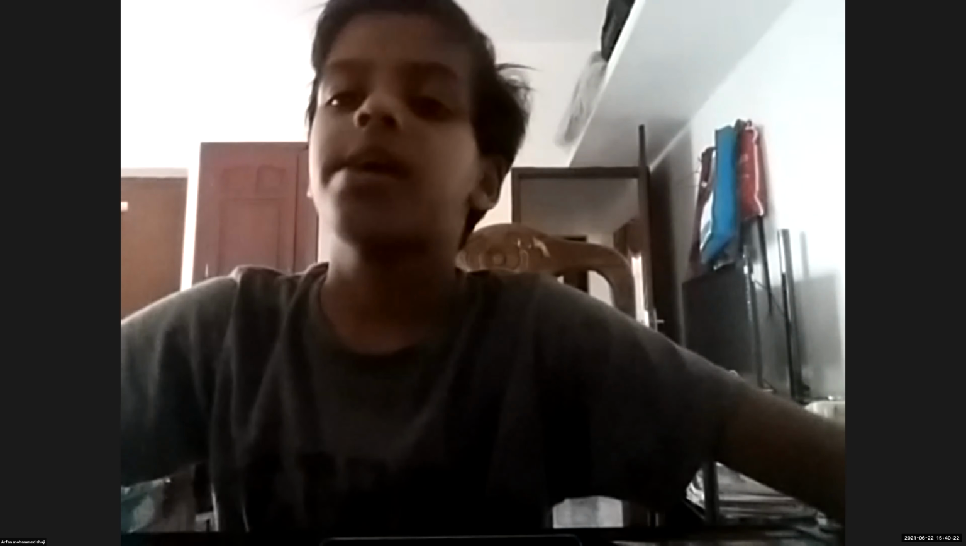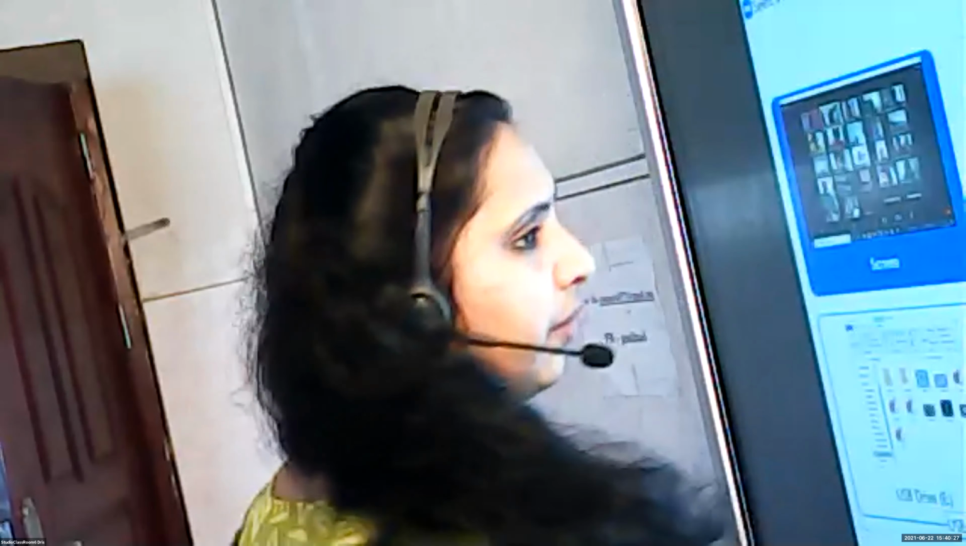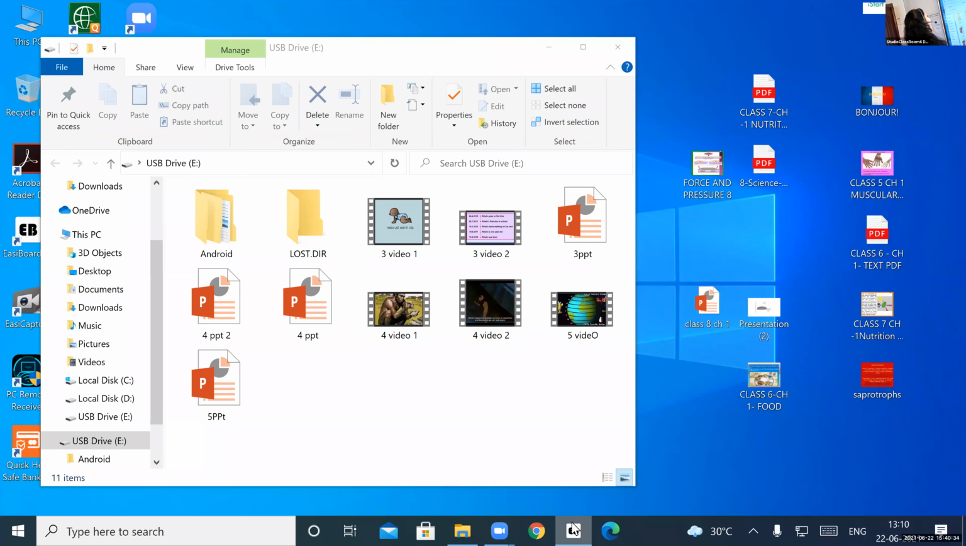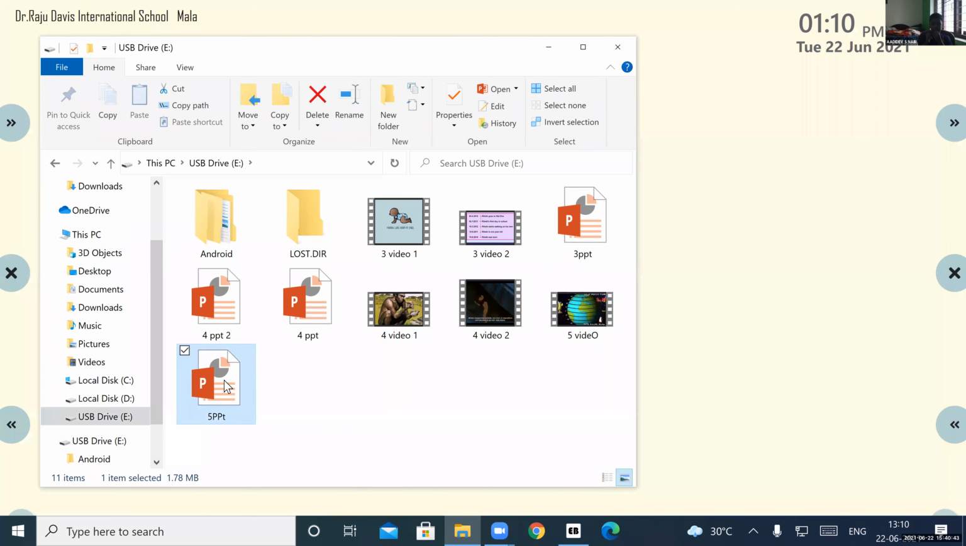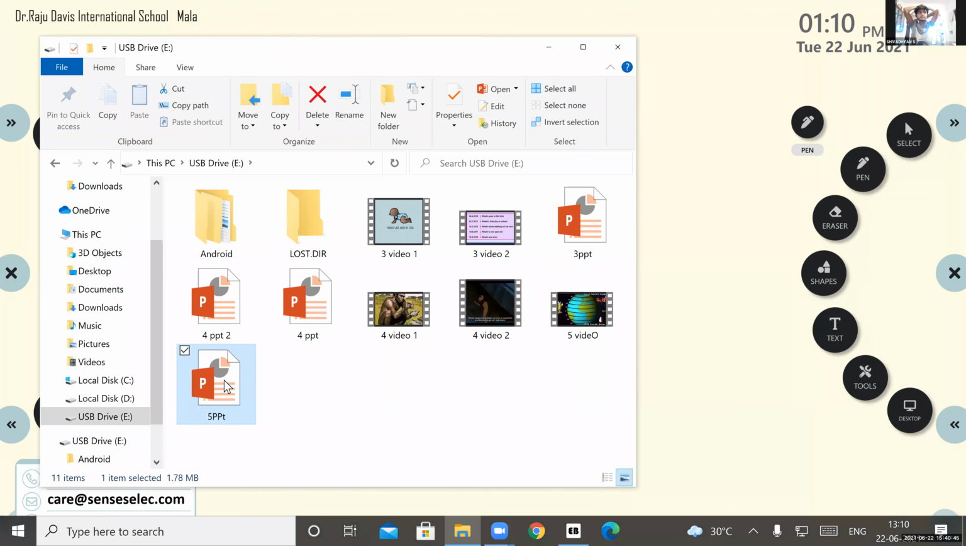Map. Also, we have explained about the differences between map and globe in the class. Do you remember the differences between map and globe? Yes. Okay. I will share the screen. Then you can read the differences. Okay. 1 minute. Ma'am, I know the differences.